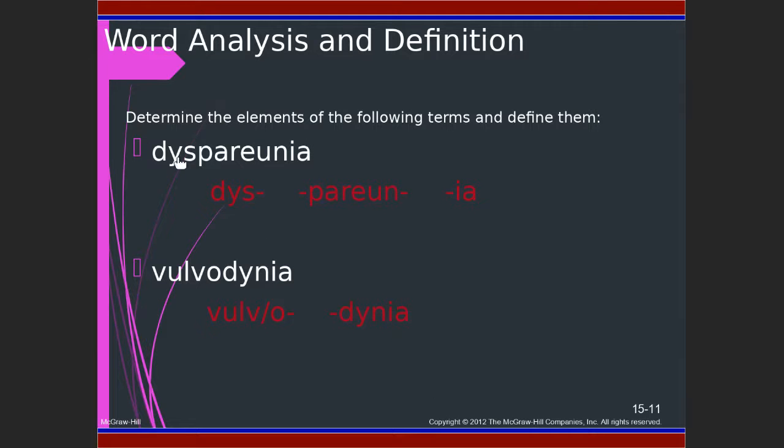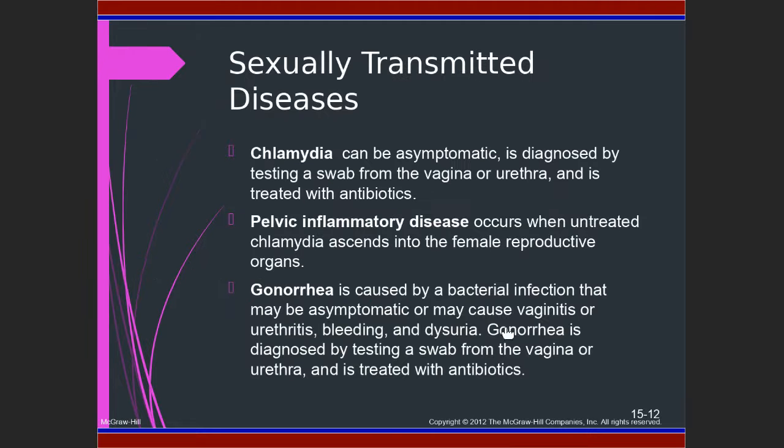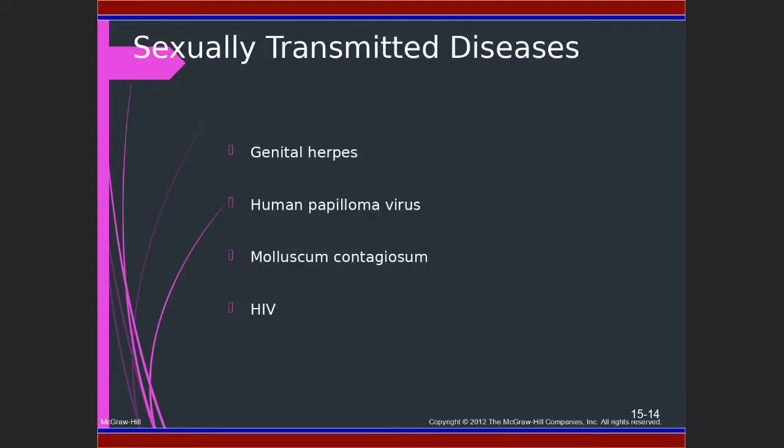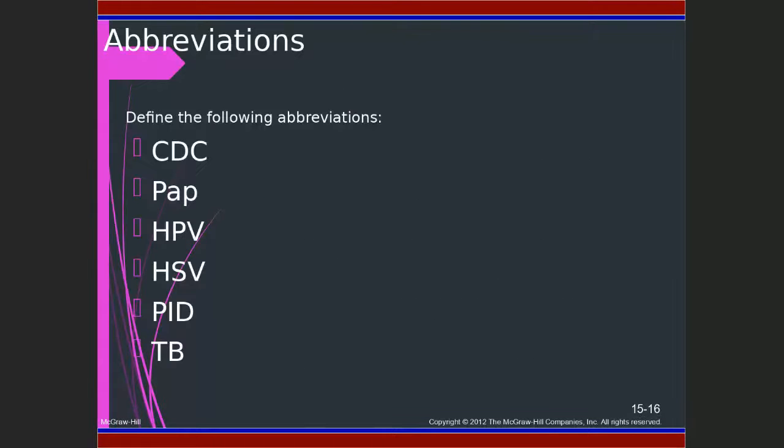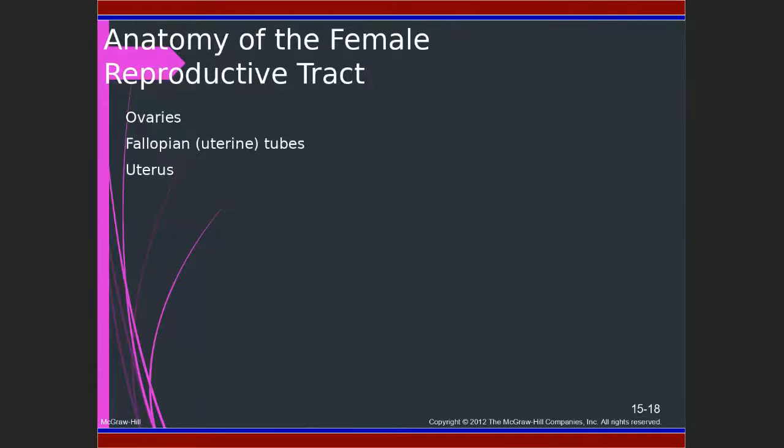Dyspareunia, as I said earlier, dys is a prefix that means difficult or painful. Pareunia means sexual intercourse, and ia means condition, okay? And this is caused by this: you have vulvodynia, which is pain in the vulva, which prevents you from having healthy sexual intercourse. STDs, I'm going to skip because I'm going to cover them separately. There you go. And anatomy of the female reproductive tract.